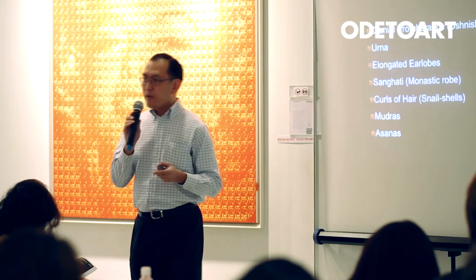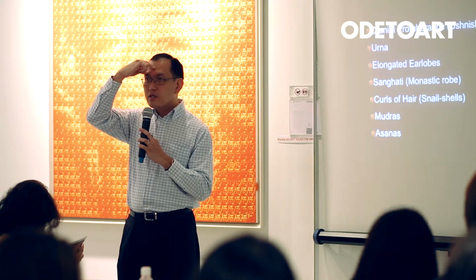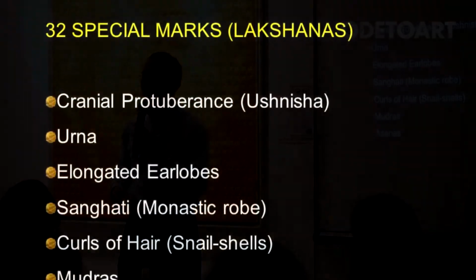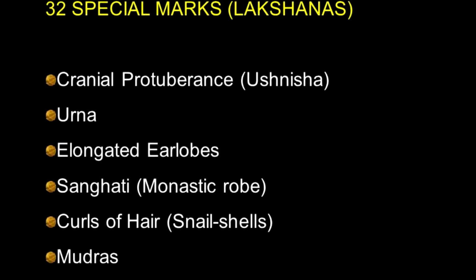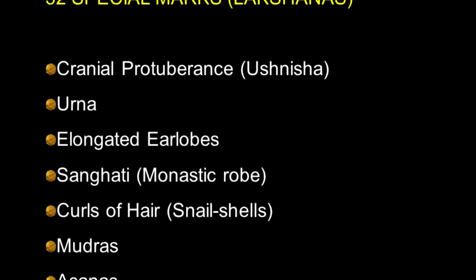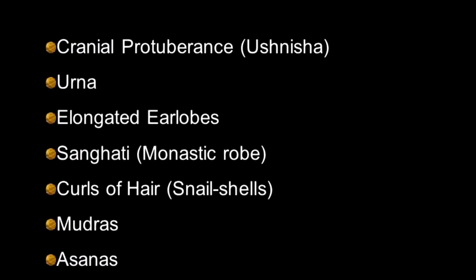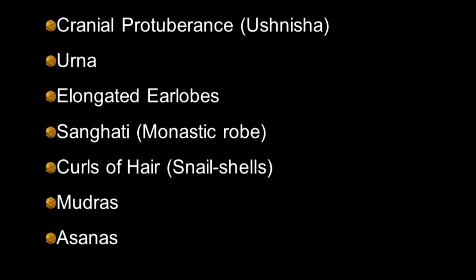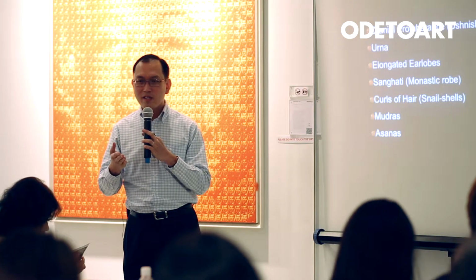Now those attributes that I pointed out: the Ushnisha, and the Urna, which is this thing here, like a dot. Originally it was like a whirl or tuft of hair, and then it became simplified into a knot. The Urna is like the third eye that allows sight into the divine world. Then the elongated earlobes, and the Sangati, the curls of hair, which are also known as snail shells.